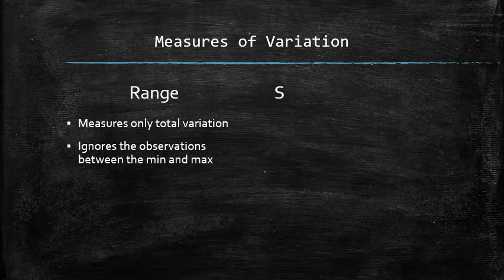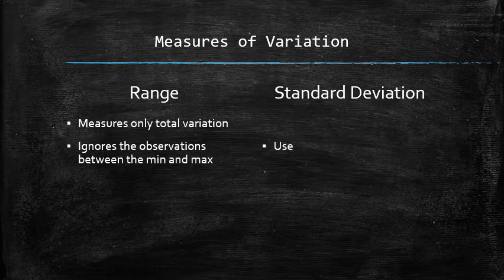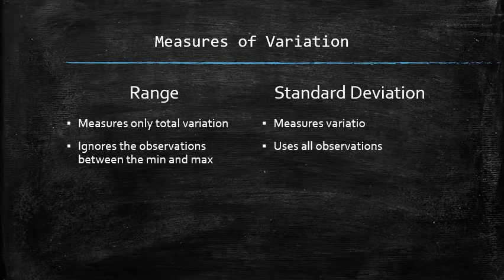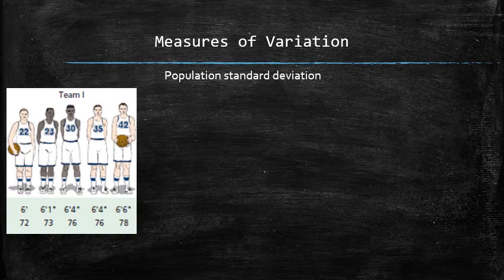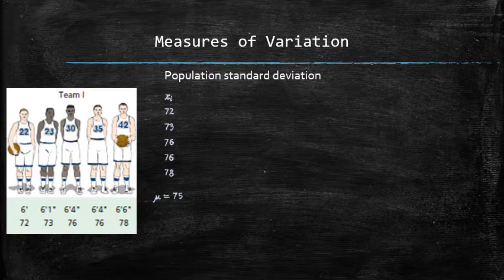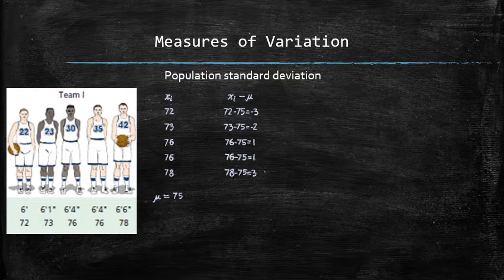In contrast to the range, the standard deviation takes into account all the observations and is the preferred measure of variation when the mean is used as the measure of center. The formulas for finding the standard deviations of a sample and the population differ slightly. First, let's assume that we are dealing with the population. First, we are going to list all the values in the first column and compute the population mean mu, which is 75. Then we will subtract the mean from each observation to make sure that all observations are accounted for.